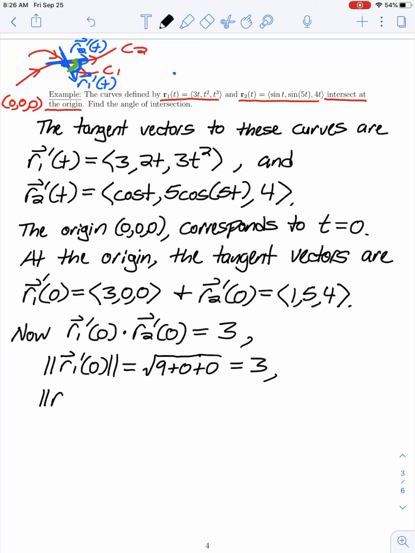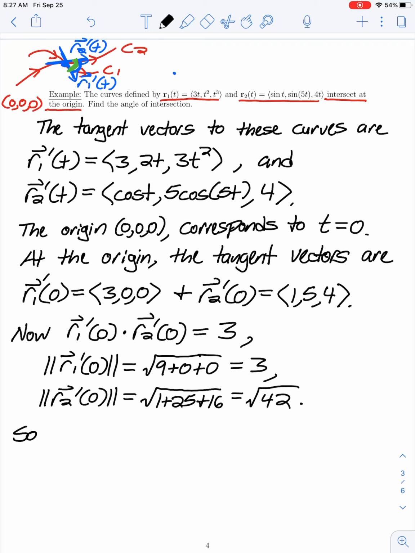And the magnitude of r2 prime of 0 would be the square root of 1 squared plus 5 squared plus 4 squared. So we would be left with the square root of 42. Let's see if I've got that right. Square root 42. Okay.